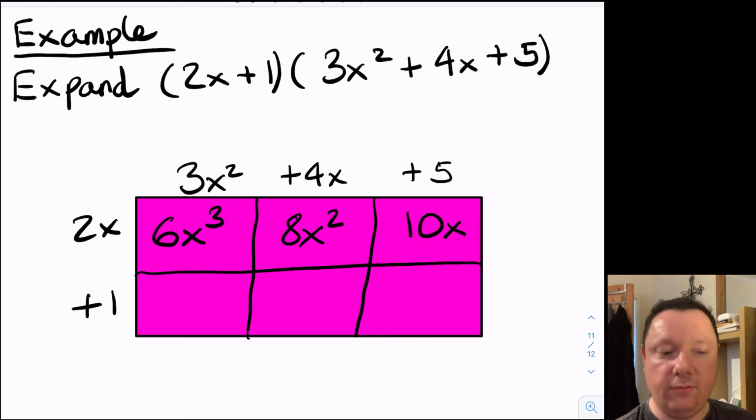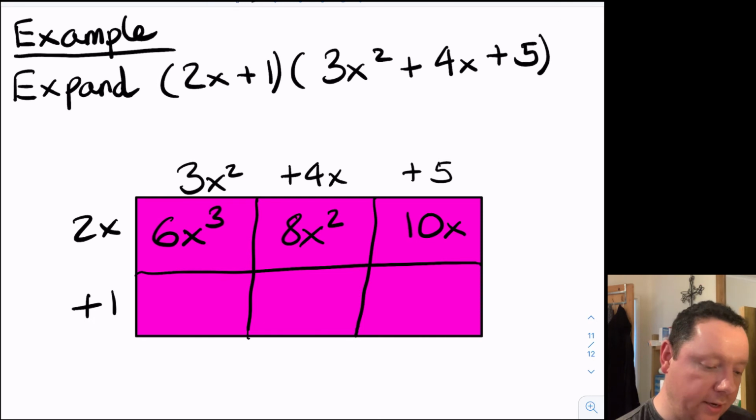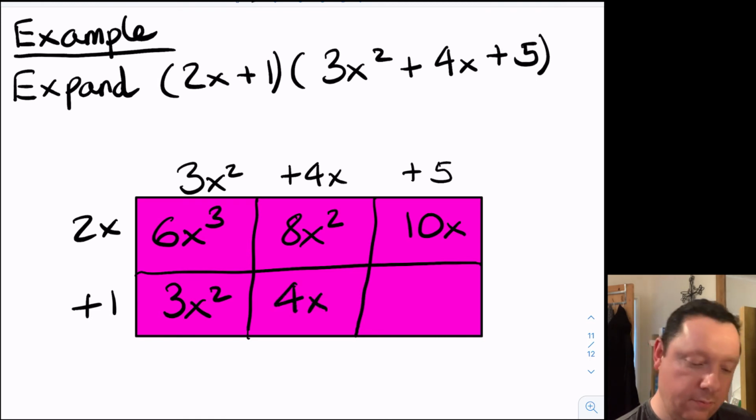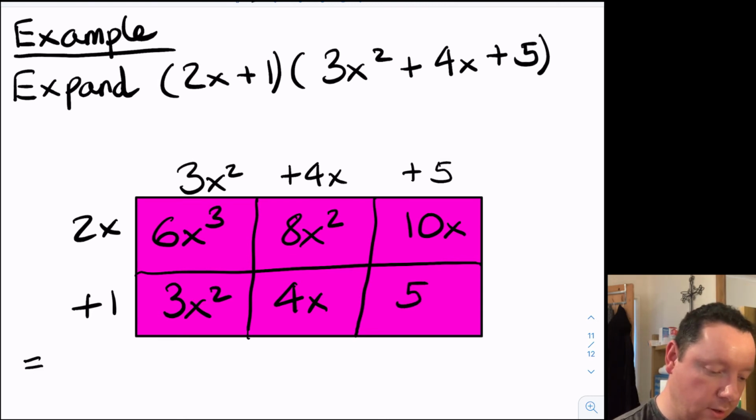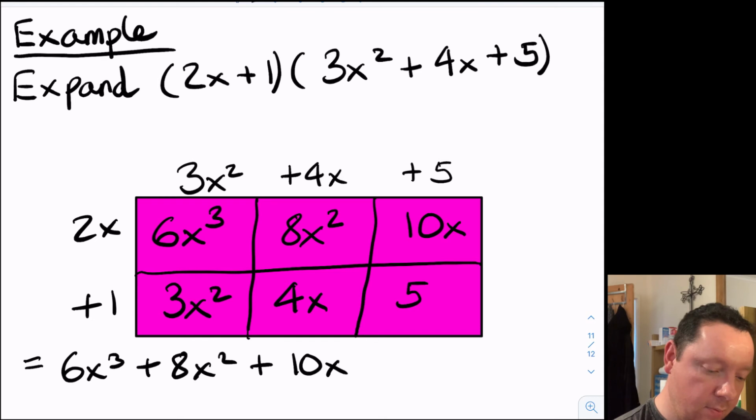So now we go underneath. 1 times 3x squared, that's just 3x squared. 1 times 4x, that's just 4x. 1 times 5, that's just 5. So as before, we now just add everything in the boxes, starting at the top. 6x cubed plus 8x squared plus 10x plus 3x squared plus 4x plus 5.